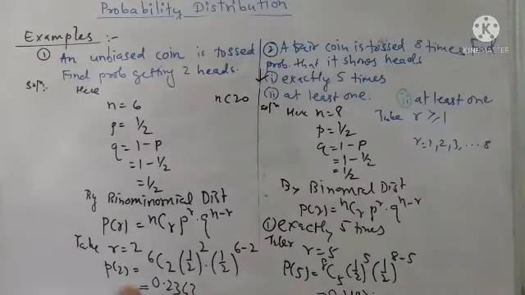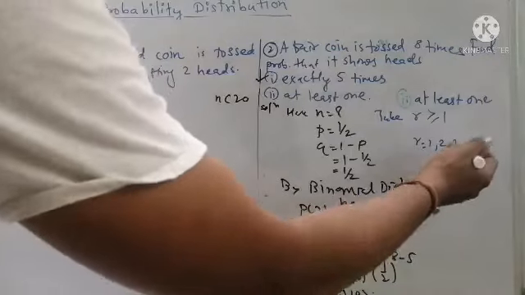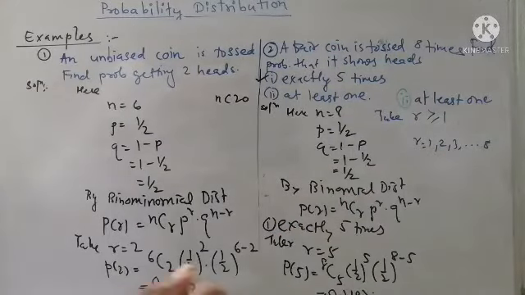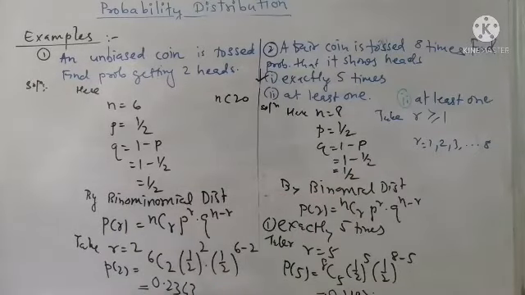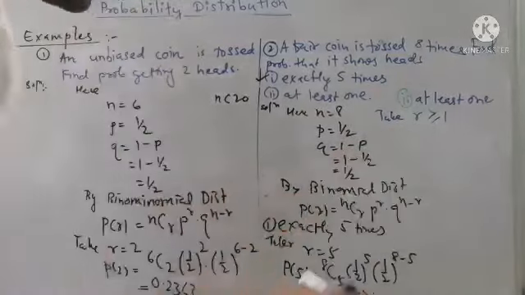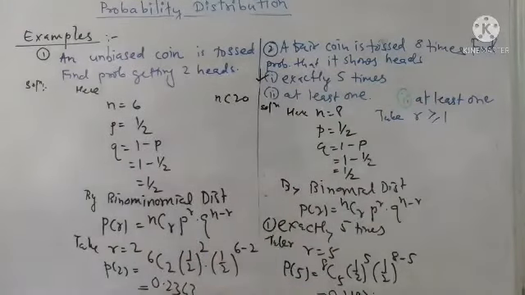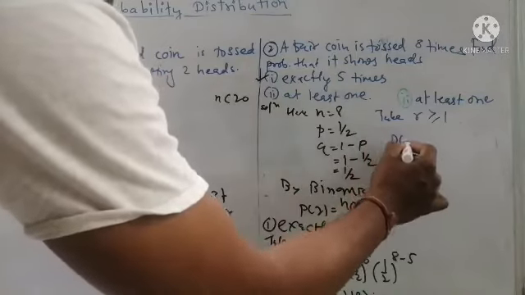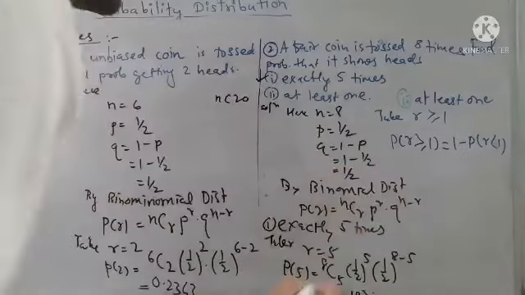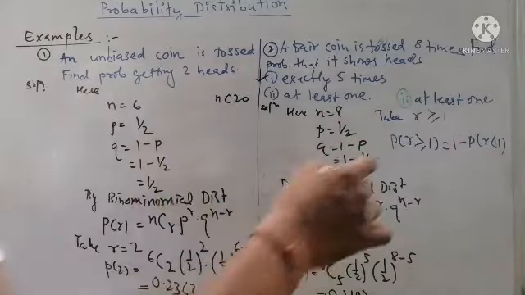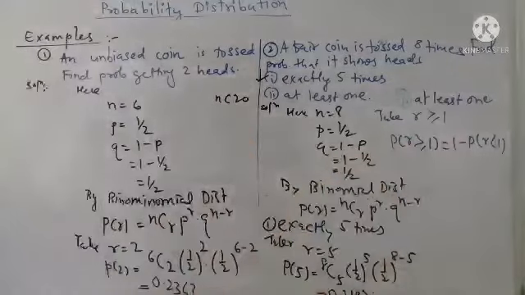As we have to find the probability of r greater than or equal to 1, we have to find the probability of 1, probability of 2, probability of 3, up to probability of 8, and as these are independent events, we have to add them. To avoid this tedious work, we use the complement. The probability of r greater than or equal to 1 means 1 minus the probability of r less than 1, as r greater than or equal to 1 has the complement r less than 1. Okay, do you understand?